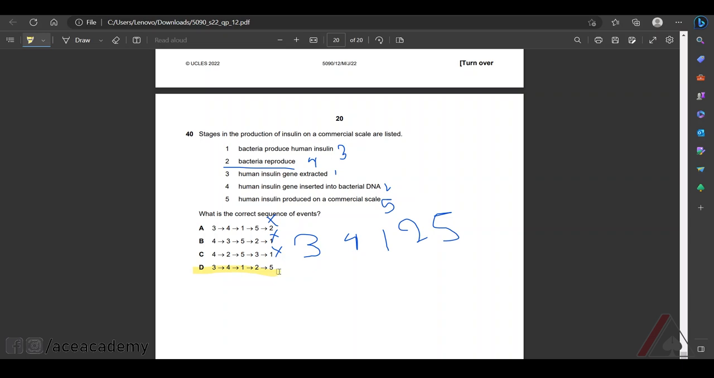That was actually our last question for today. We've completed this paper. I really hope you guys understood the entire explanations.